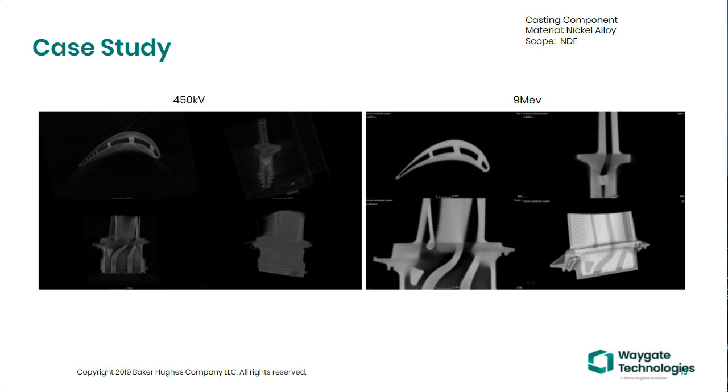Here's another case study, with that industrial gas turbine blade. On the left, you're seeing the 450 kV images. A lot of lack of penetration, not seeing the clear wall thickness or the clear features. And then on the right, that same component with the 9 MeV. So you're starting to be able to get into these components and really see what the intent is.